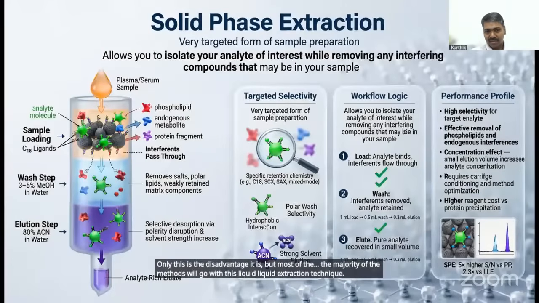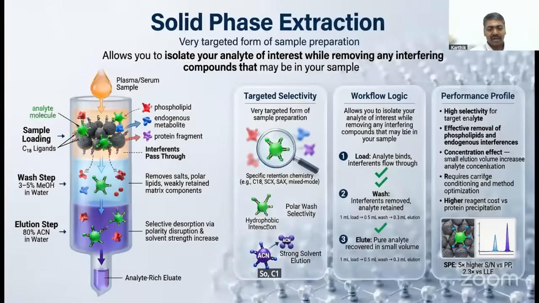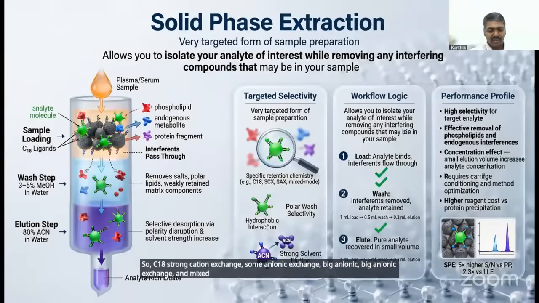And next is solid phase extraction. It's a very targeted form of sample preparation. It allows you to isolate your analyte of interest while removing any interfering compounds present in your sample. There are different chemistries in this technique: C18, strong cation exchange, strong anion exchange, weak anion exchange, and mixed mode cartridges. Different chemistries of SPE cartridges are available.